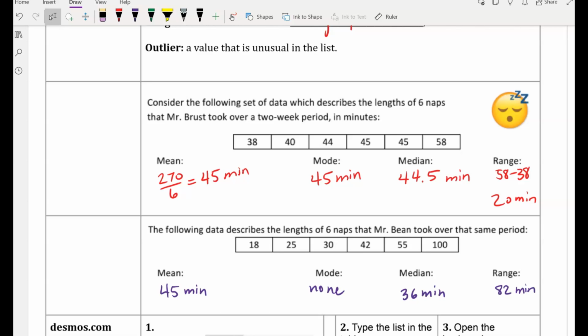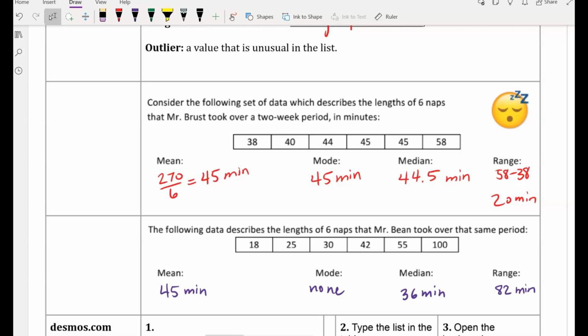If we look at Mr. Bean's data, the second data set, we see that even though he had an average that was the same of 45 minutes, the range was much longer, 82 minutes difference between the shortest nap and the longest, which means that his data was more spread apart. We see that the median is 36 minutes, which is not as close to that mean of 45 minutes.